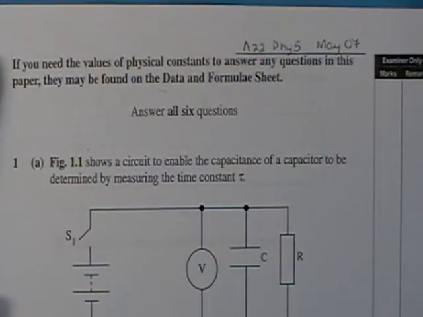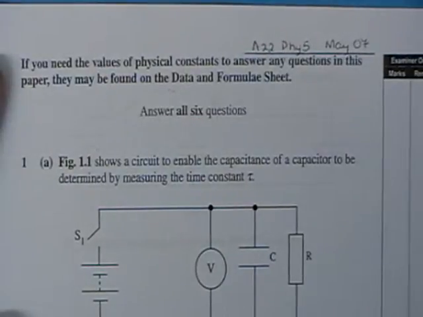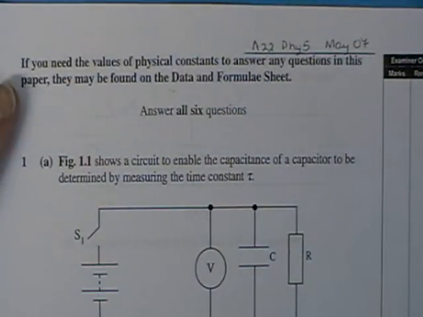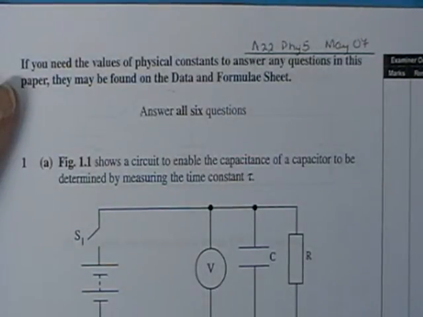This is A2 Physics, May 07, and this is a capacitor question, question 1. 1a. Figure 1.1 shows a circuit to enable the capacitance of a capacitor to be determined by measuring the time constant tau. Now, this is the first time we've had a time constant question.